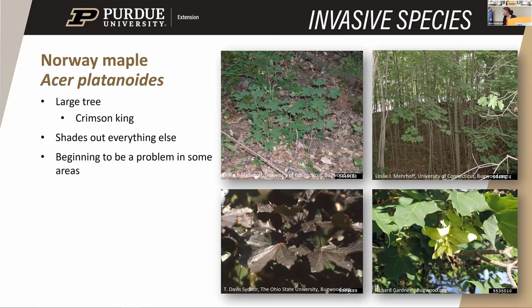All right, Norway maple is our next one. This is native to Northern Europe and was widely planted as an ornamental. It has opposite leaves with 5 to 7 lobes on it, has a shiny green surface, and its petioles have a milky white sap. That would distinguish it from our other maples, because our native maples don't have that sap.